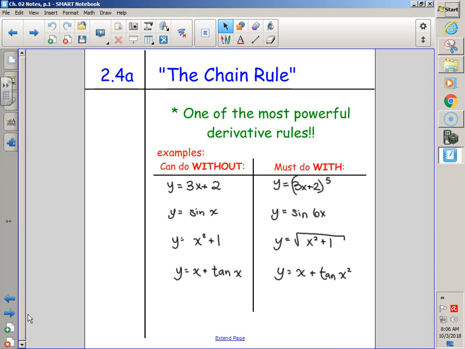My original illustration for the chain rule, like way back when I first started teaching calculus, had to do with bunnies. Because bunnies multiply, if you know anything about bunnies.